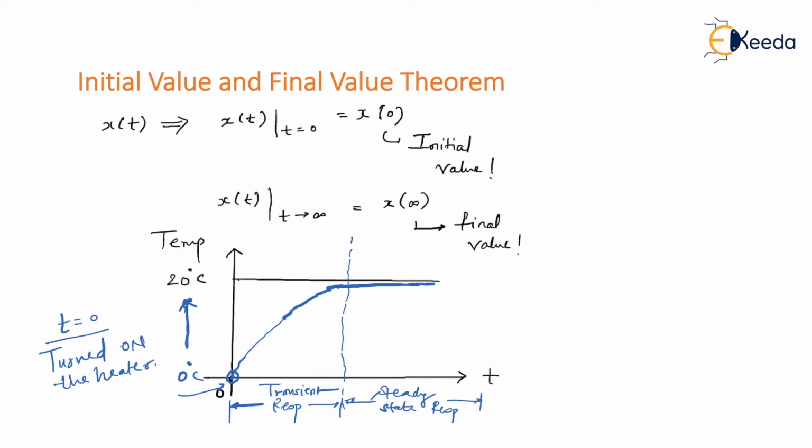Now this is a temperature with respect to what? Time. So now the question is, what was the initial temperature? The initial temperature was 0 degrees centigrade. If I ask you what is the initial value, by observing the graph I came to know it is 0 degrees Celsius. This 0 degrees Celsius is observed at t equal to 0. So this is very important: the initial value is always observed at t equal to 0.